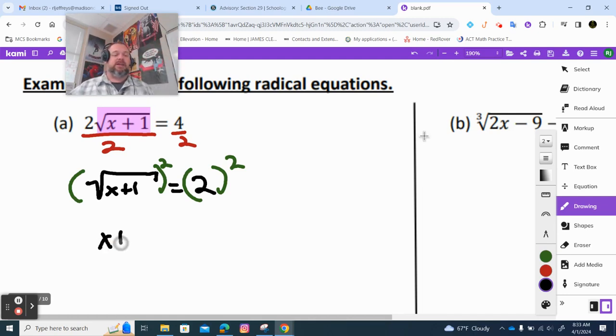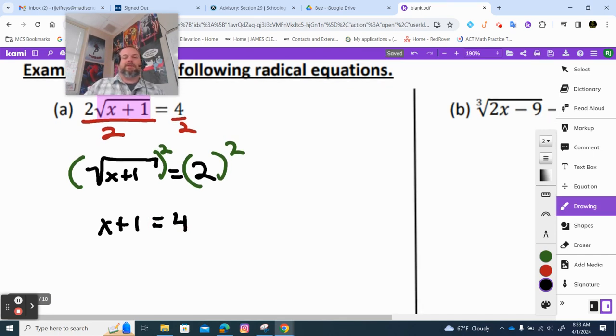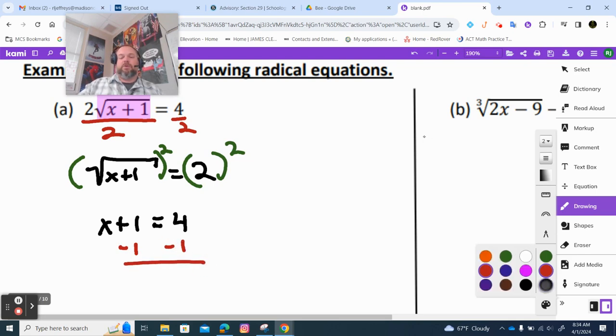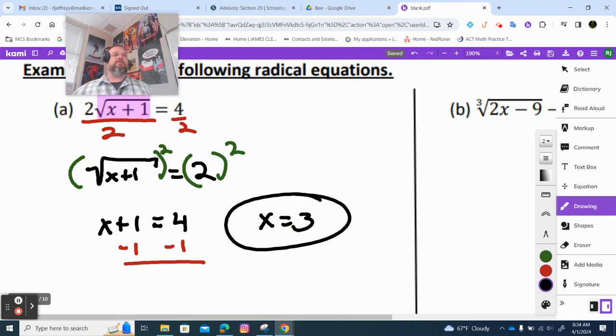So we actually just have x plus 1 on this side. Now, what is 2 squared? 4. Almost. How do we get rid of this 1? Subtract it, minus. And what is 4 minus 1? And we're done.